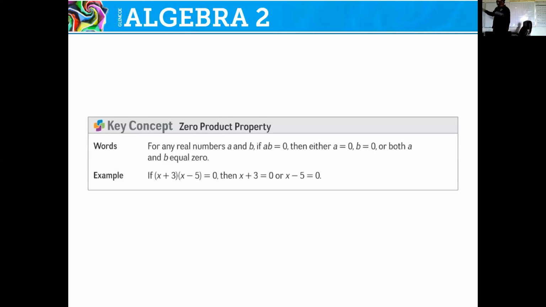Okay, the zero product property is what allows us to take these binomials and set them equal to 0 and solve and find our roots. That's because the binomials are the factored form of our standard equation, our standard quadratic equation.